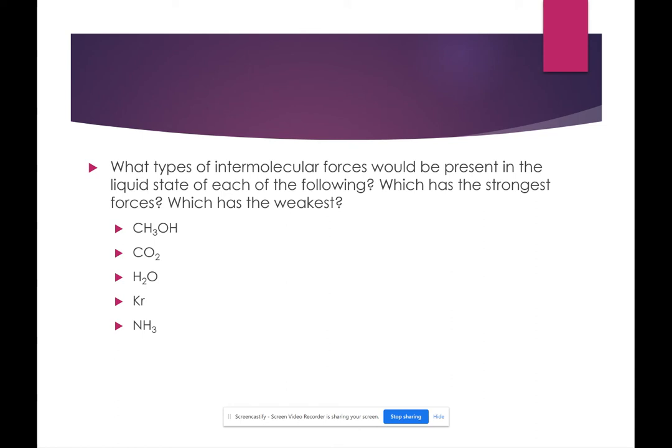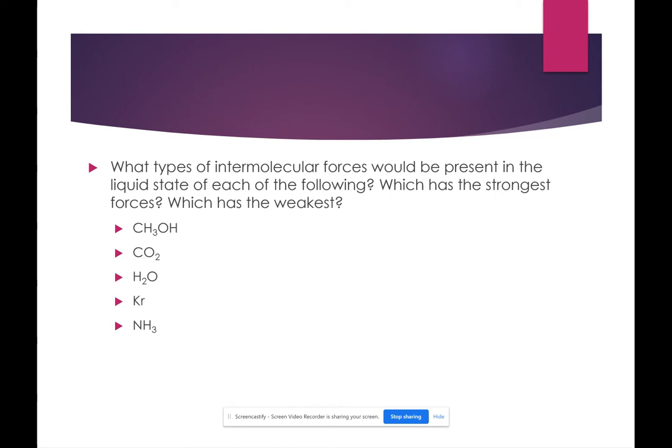So to answer this question, there's a few things going on here. What type of forces will be present in the liquid state of each of the following? What has the strongest forces? What has the weakest? Liquid state is specified because, again, gases do not experience intermolecular forces. So it has to be in the liquid state. It doesn't change what forces are present. It's just that if it wasn't in the liquid state, there would be no forces present.